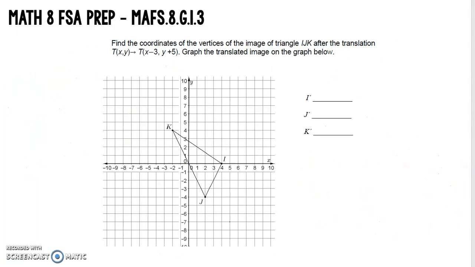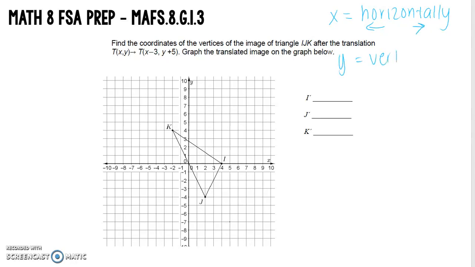Okay, let's go ahead and look at the next problem. It says find the coordinates of the vertices of the image of the triangle IJK after the translation T of x minus 3, y plus 5. This is saying, remember, x, we talked about this, moves it horizontally. So that is your left and right. Either it's going to move it left or it's going to move it right.